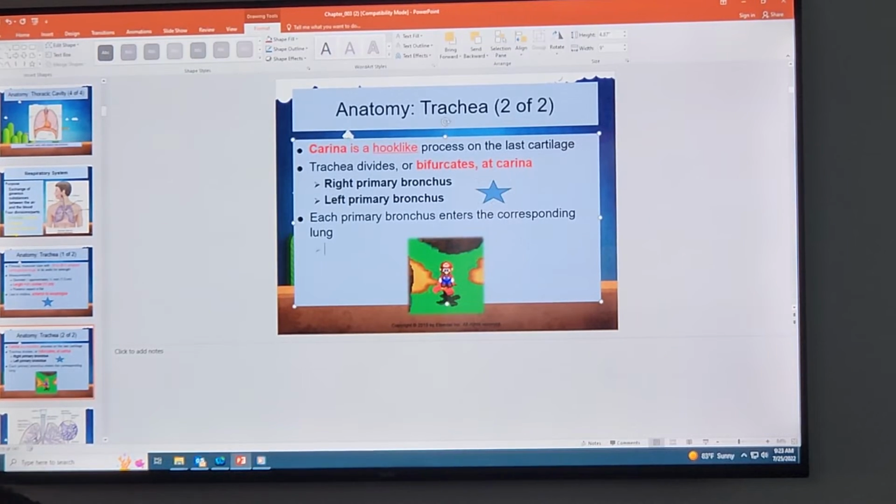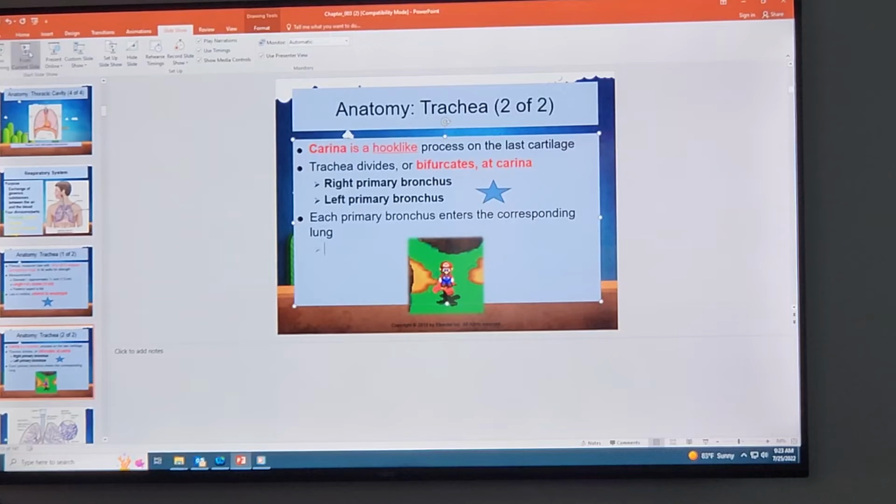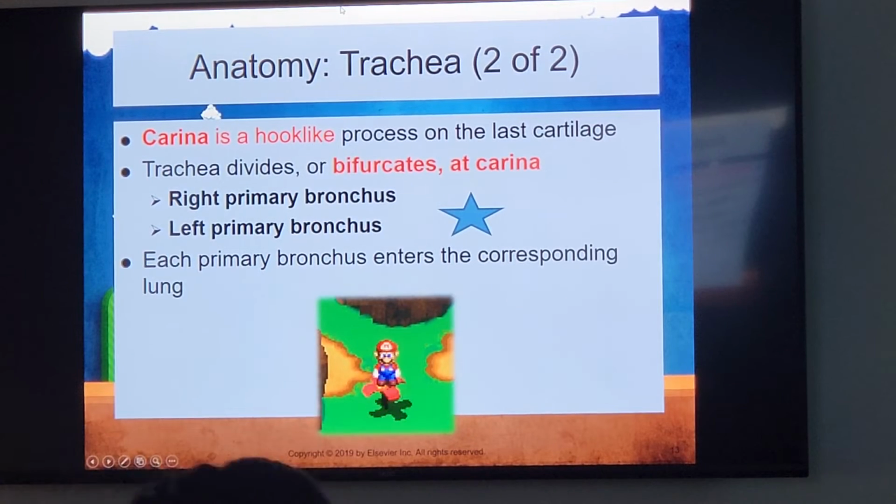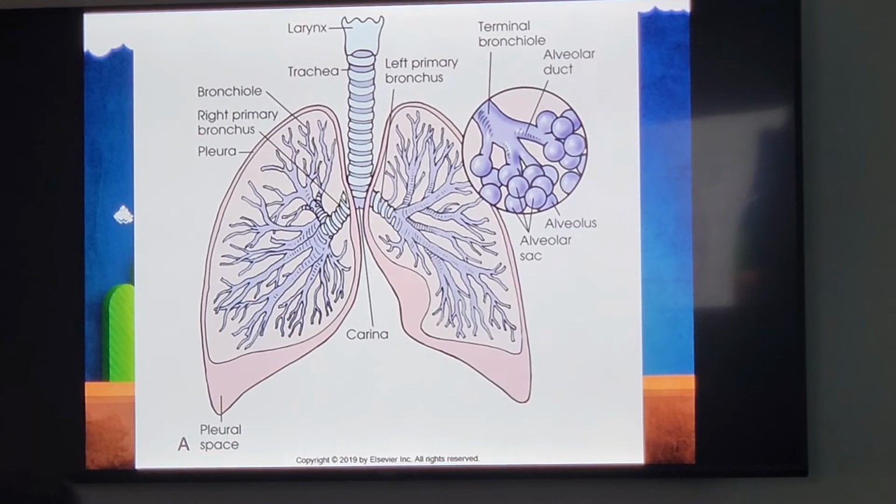Are we putting a star? Yeah, that's the important point. That bifurcation is called the carina, and at what level it's found is very important. So the question could be worded as, what is the name of the junction where the trachea bifurcates into the right and left primary bronchus? The answer is, I feel like I'm helping out here.